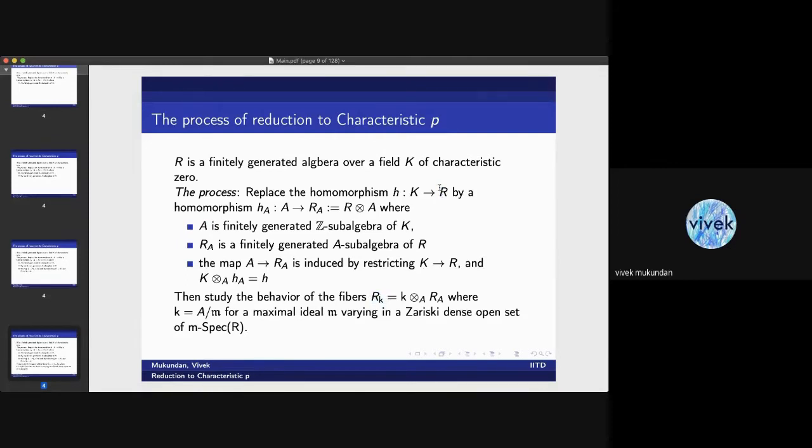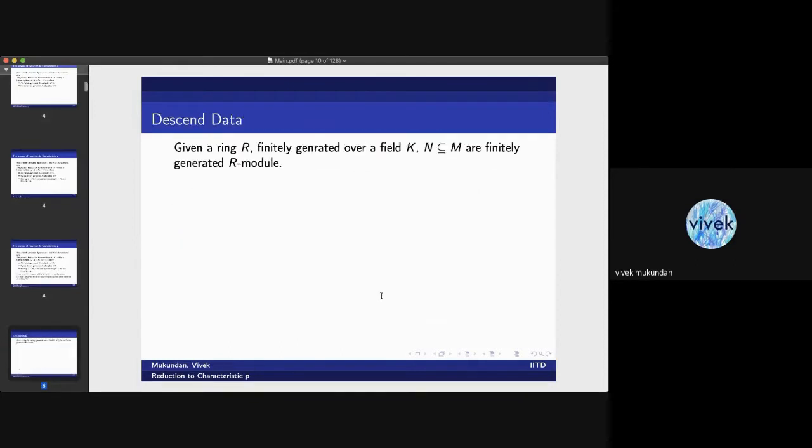And the reason is that this guy, R, is a ring of characteristic 0. R sub k is actually a ring of characteristic p. So this is the basic idea of reduction to characteristic p. Okay. So now comes the first step of what the descent data actually mean.